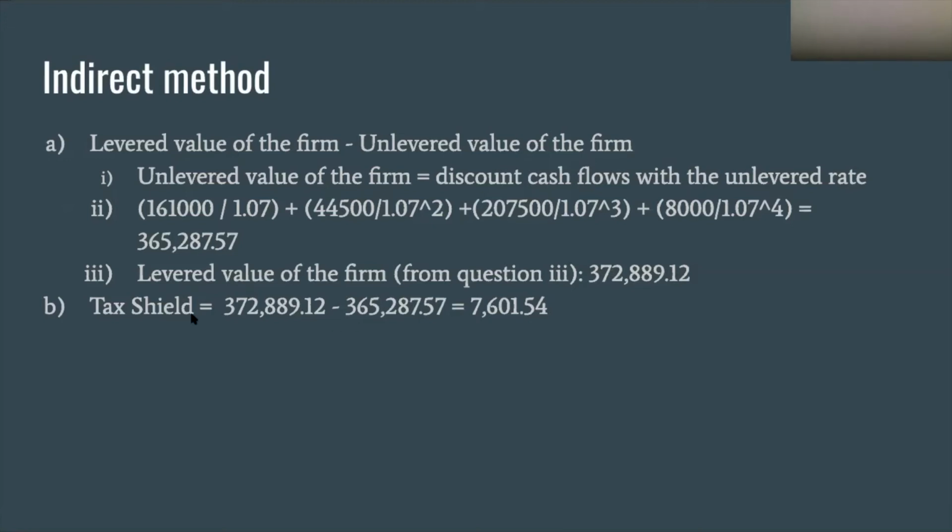So in order to receive the value of the tax shield, we now take the levered value of the firm subtracted with the unlevered value of the firm. And then we reach 7,601.54 as our tax shield. However, as stated before, we should calculate the tax shield through two methods, and this was the indirect method. The direct method is to calculate the interest tax shield by calculating the interest expense and then discounting it with the unlevered rate of return as well. So now we will do that.